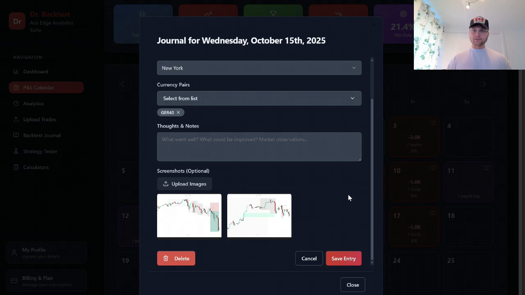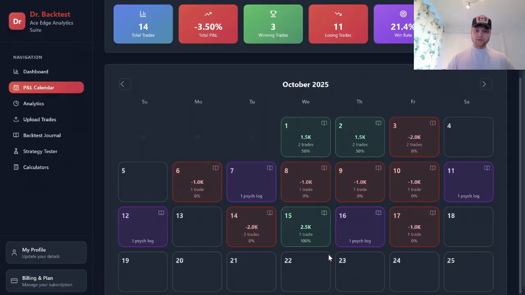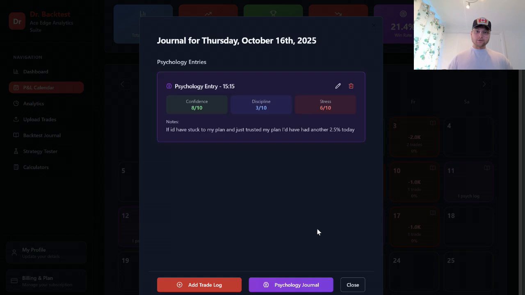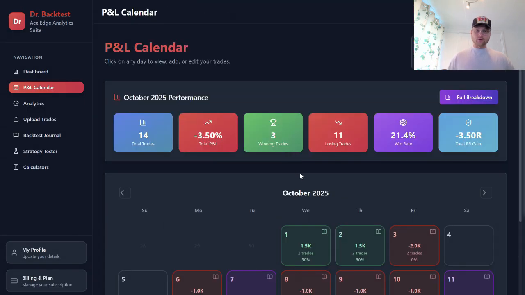So I'll put everything into Dr. Backtest. It logs the session hour, the pair, the outcome, and I can automatically see my metrics for the month or the year or the course or whatever you need to do. It's also got a psychology log as well, so you can show exactly how you're feeling on that day. You can see here I was feeling pretty confident, not very disciplined. If I'd stuck to my plan, I'd have had another 2.5%. So obviously I missed a trade there, and clearly was pretty stressed in that situation.